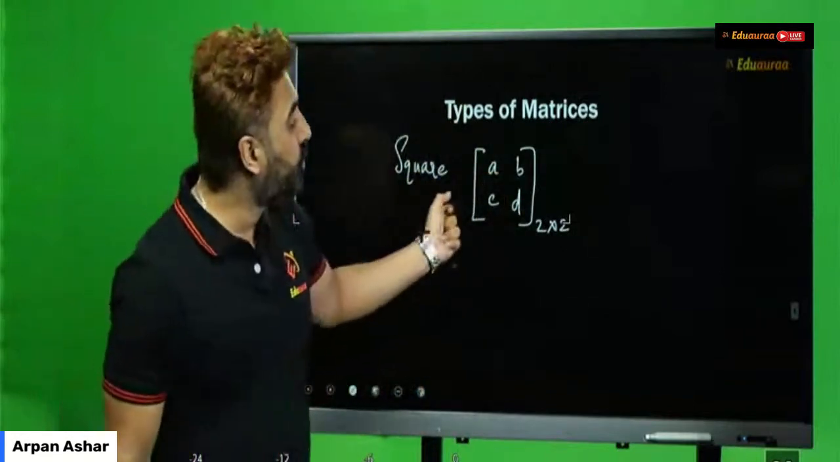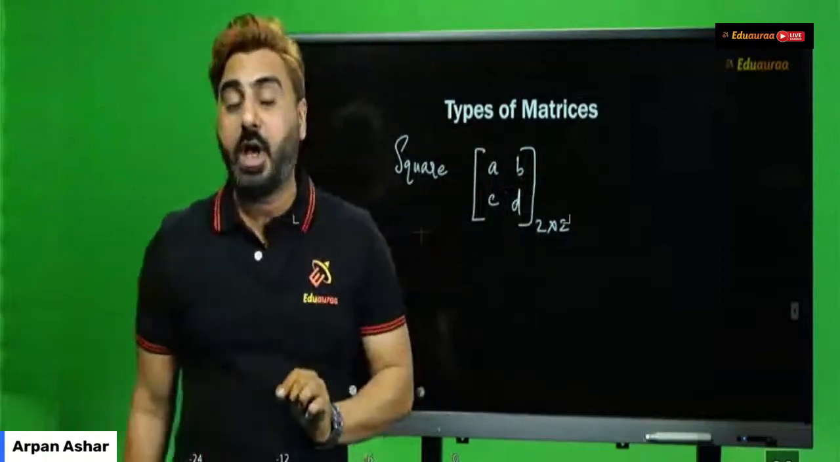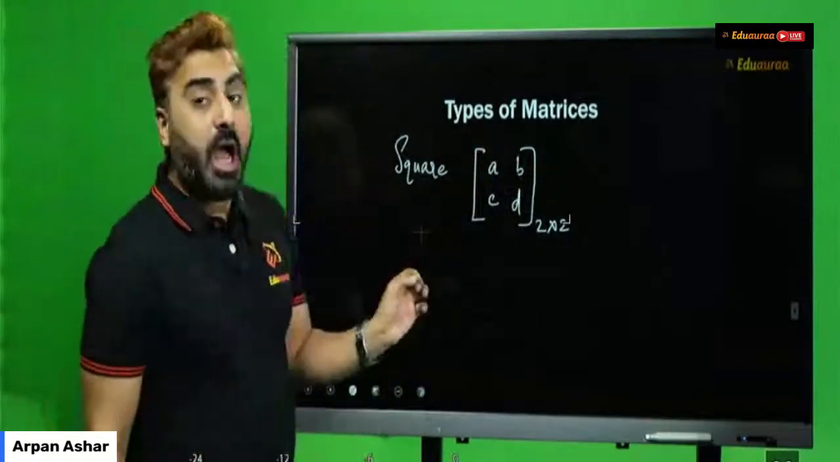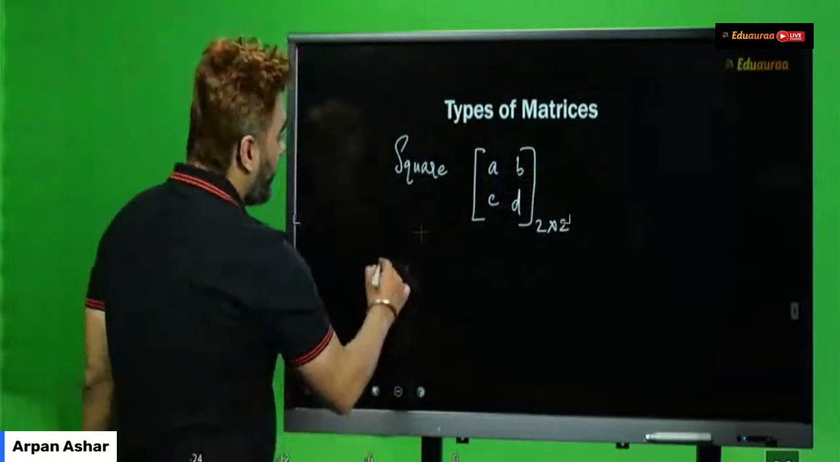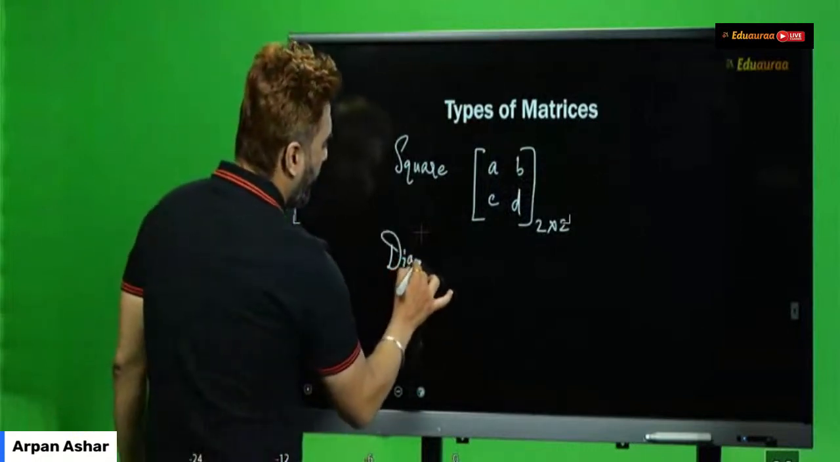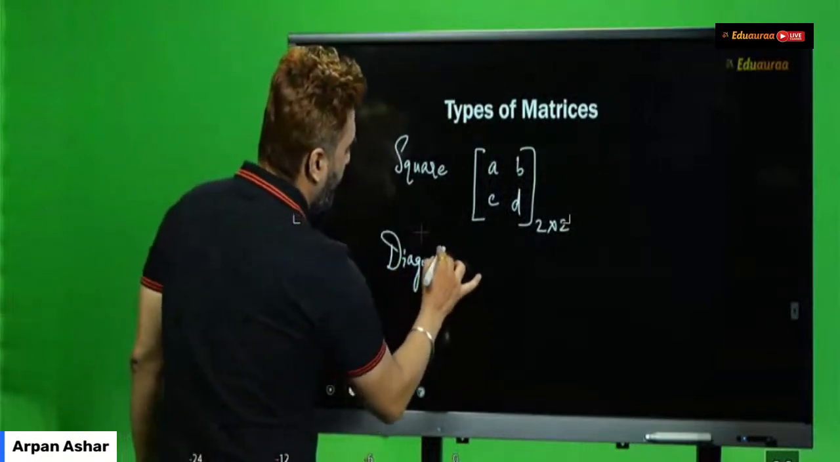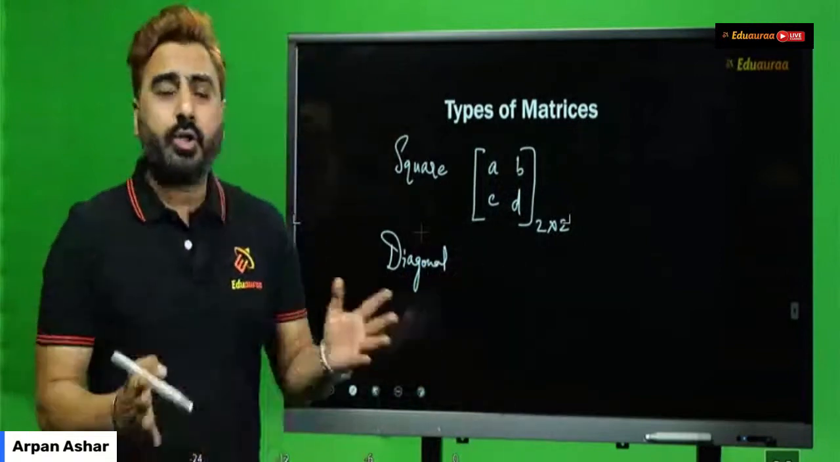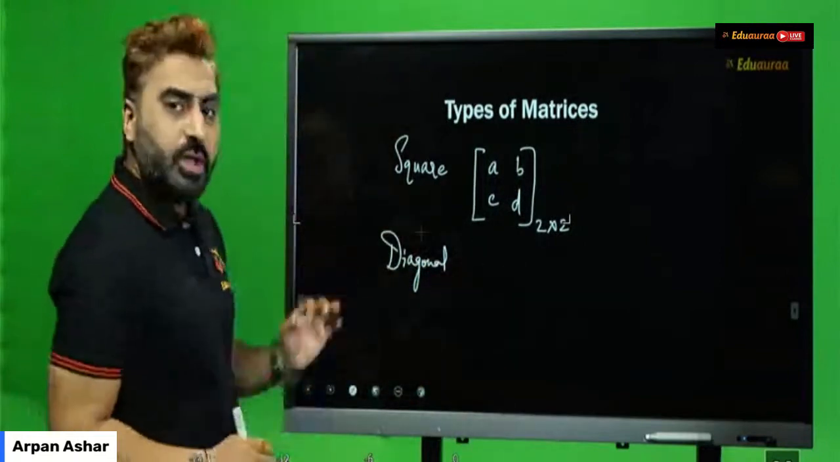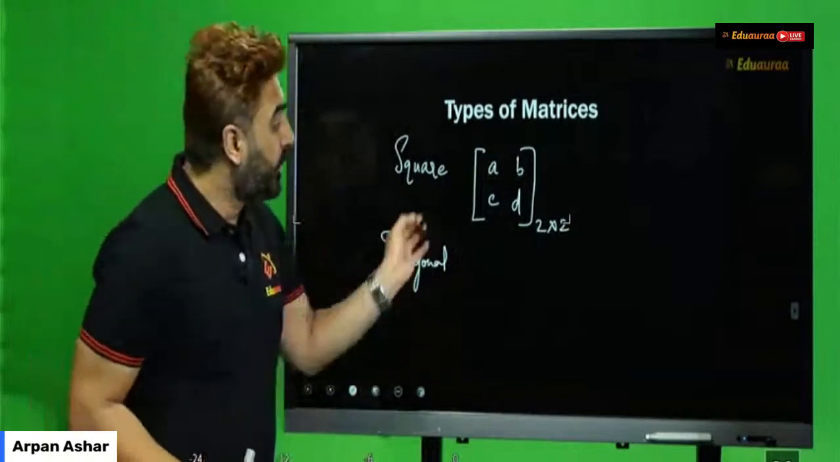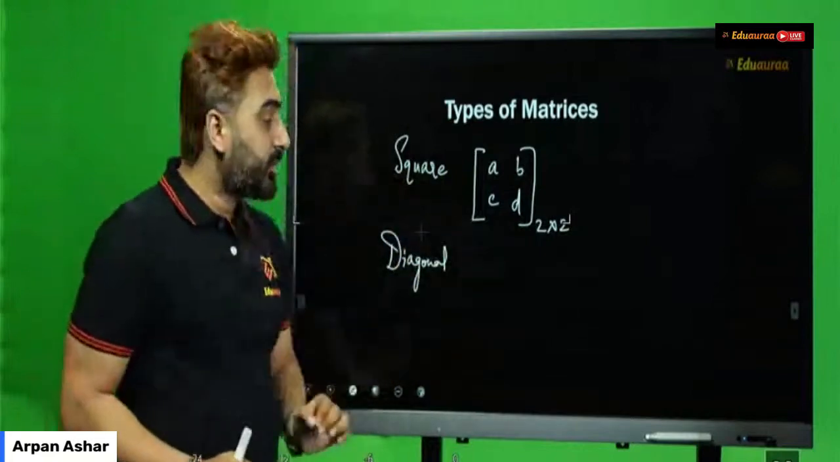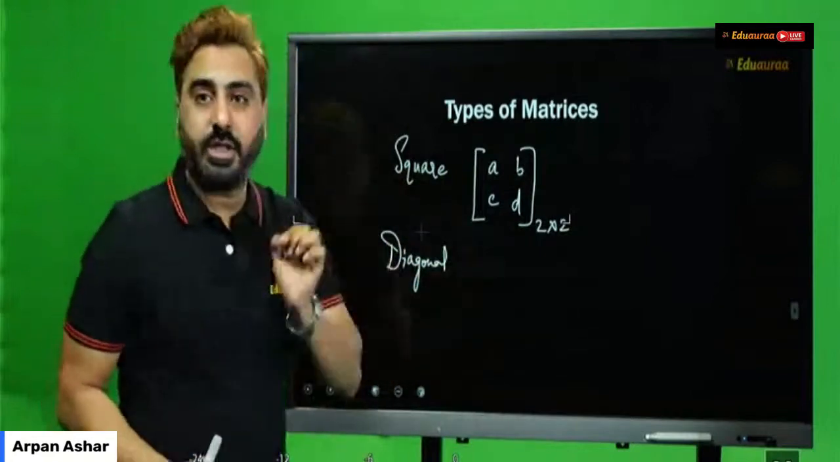A matrix whose number of rows and number of columns are same. Then after square matrix, we have diagonal matrix. So ये diagonal matrix क्या है? Now I'll write one example. You guys think and understand and comment के definition क्या होगा.